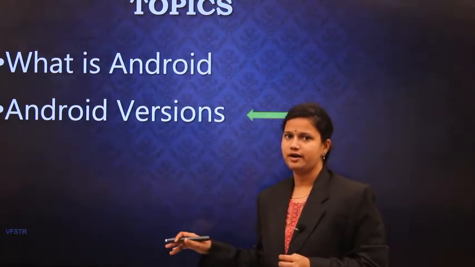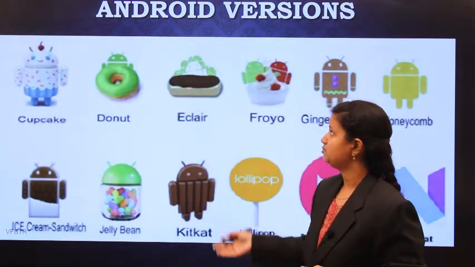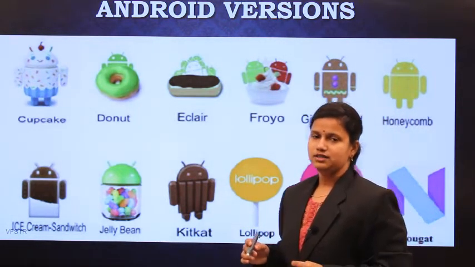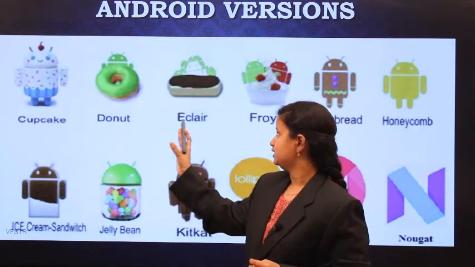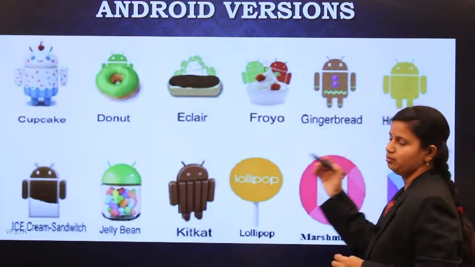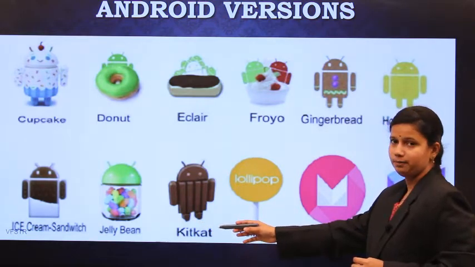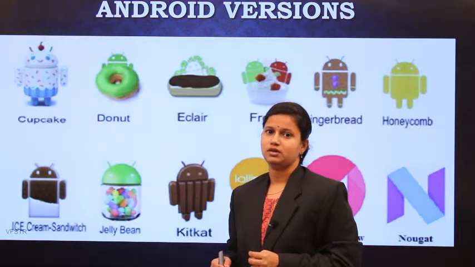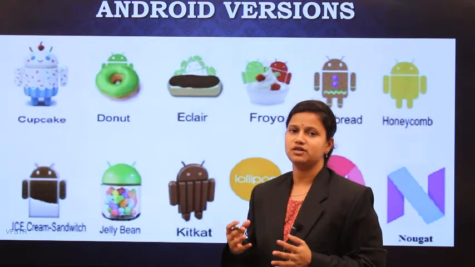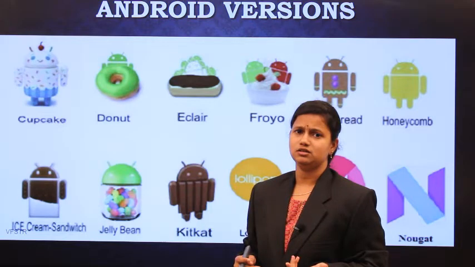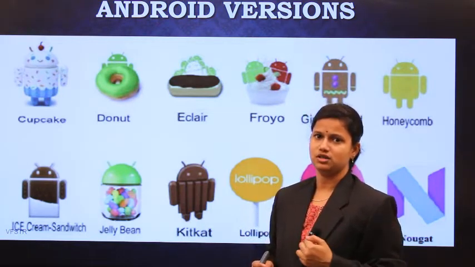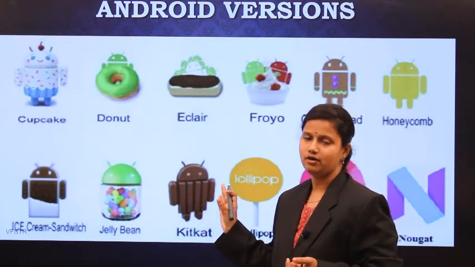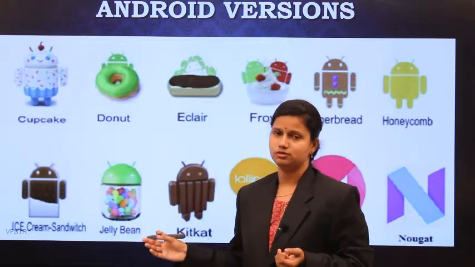The next concept is Android versions. The Android versions start from Angel Cake, Battenberg, Cupcake, Donut, Eclair, Froyo, Gingerbread, Honeycomb, Ice Cream Sandwich, Jelly Bean, Lollipop, Kit Kat, Marshmallow, Nougat, Pie, Oreo, Cube. In this way different versions evolved. Android was introduced in 2003, and from 2003 onwards different versions were introduced.